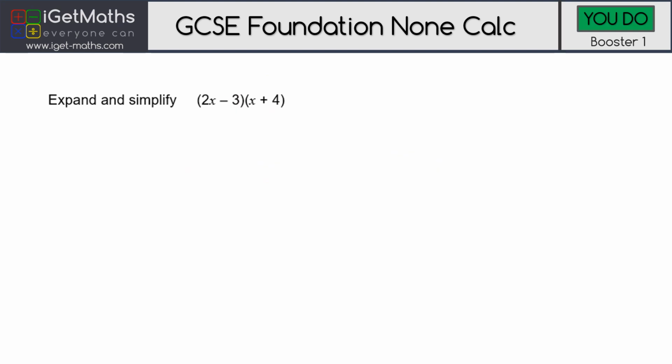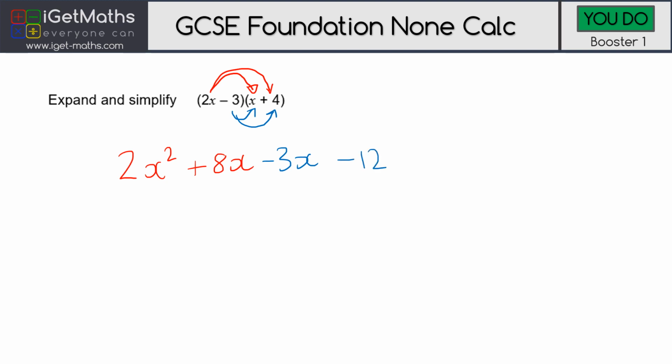Okay, so expand and simplify. So we're going to do 2x times x, that gives us 2x squared. We're going to do 2x times 4, that gives us 8x. We're now going to do minus 3 times x, that gives us minus 3x. We're going to do minus 3 times 4, that gives us minus 12. And then remember, the beginning stays the same, the ending stays the same, and then you've got 8x minus 3x, that gives you positive 5x, and that's your final answer.